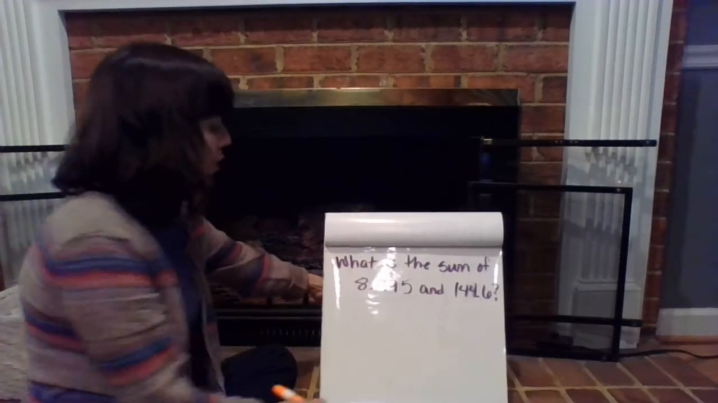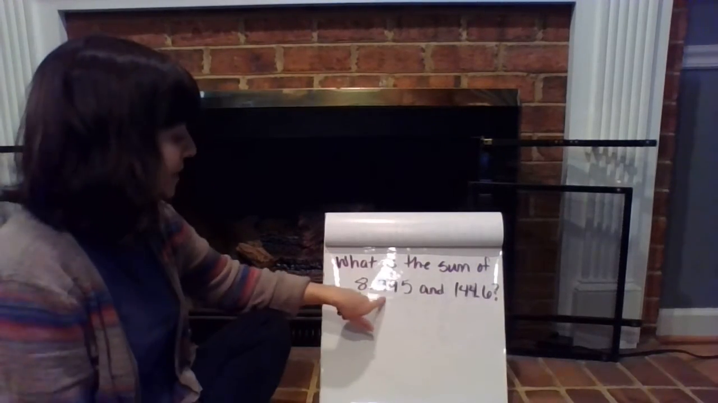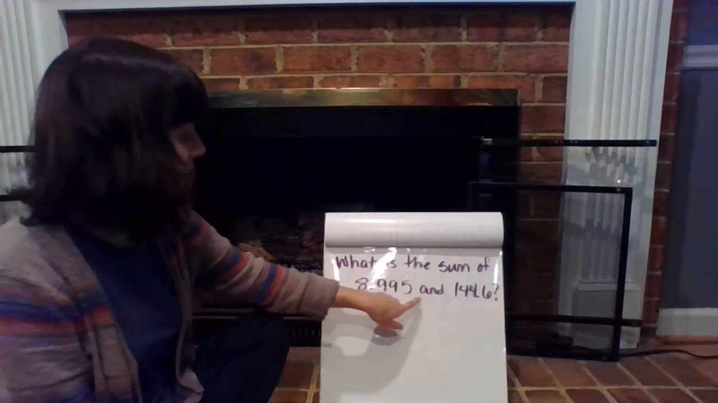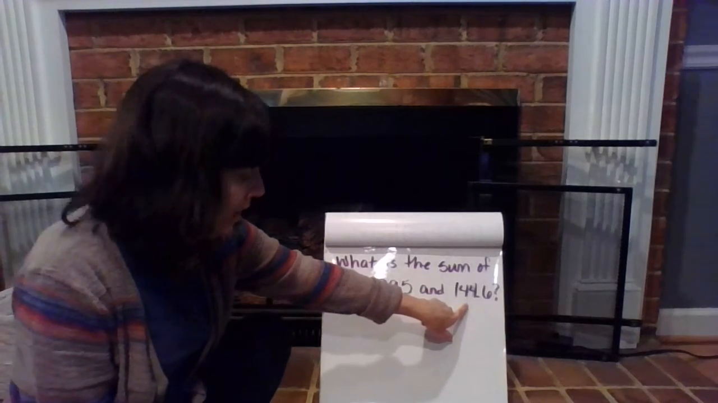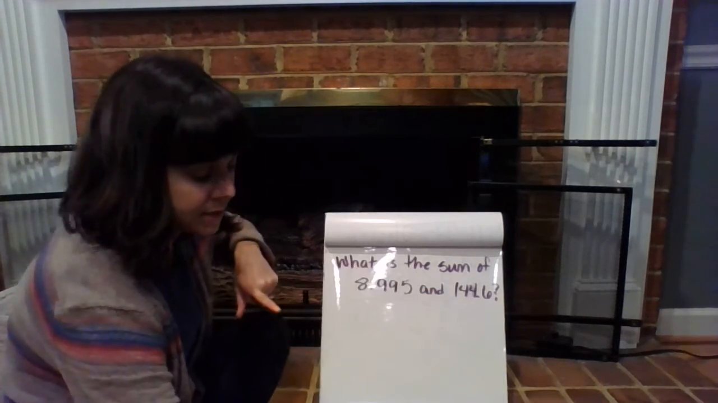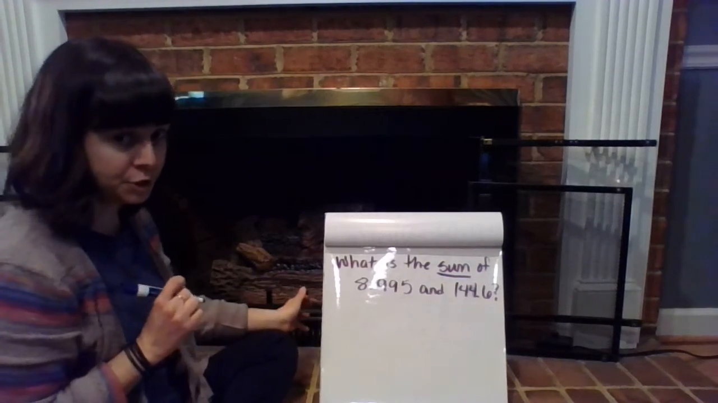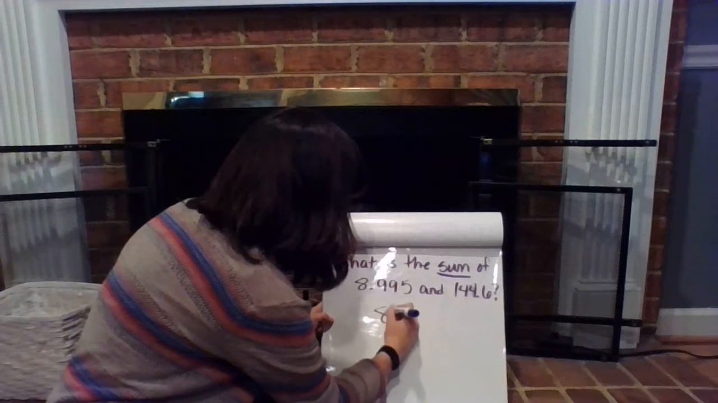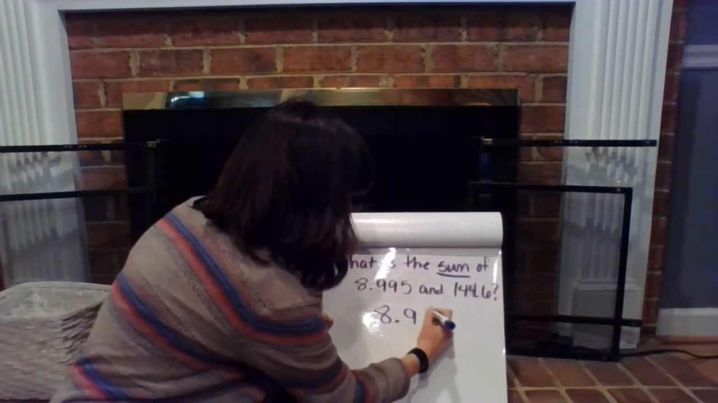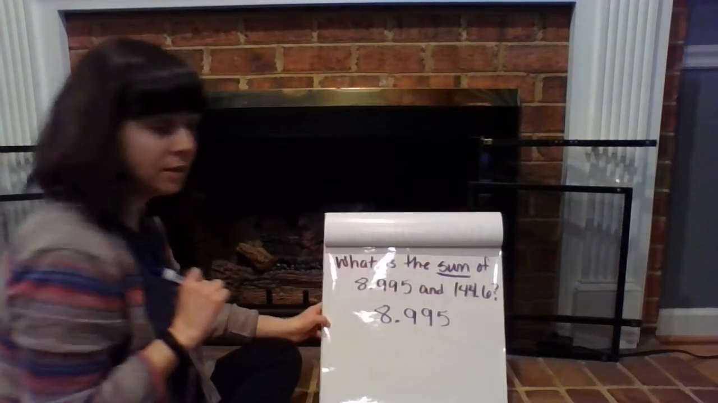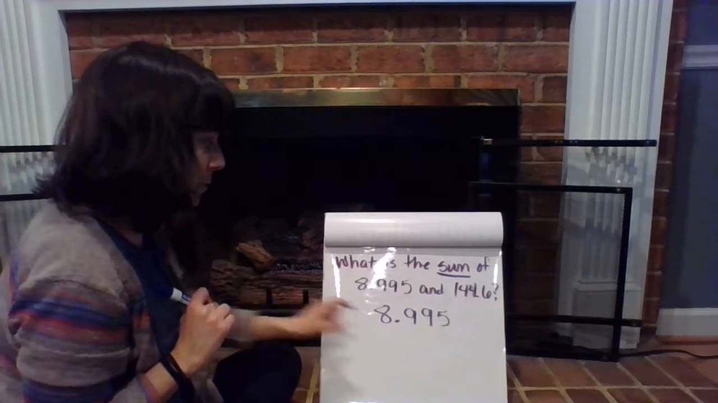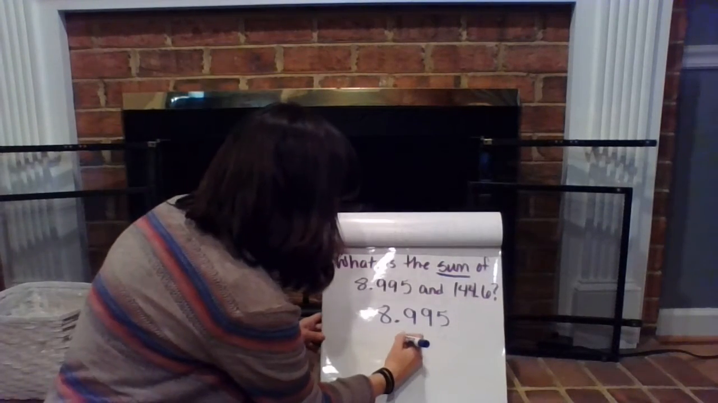Okay, Thursday number 2. Last question. What is the sum of 8 and 995 thousandths and 144 and 6/10? The sum means the answer when I add. So I'm just going to add those two numbers. And the main thing when I'm adding and subtracting decimals is that I keep all the digits lined up and the decimals lined up.